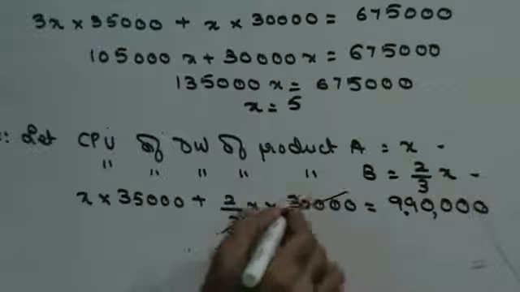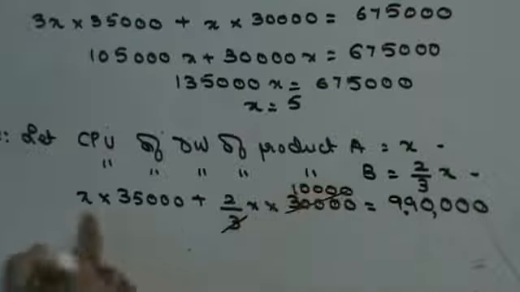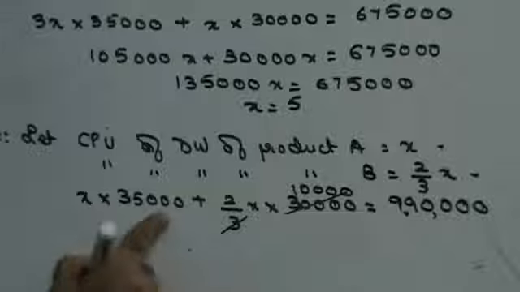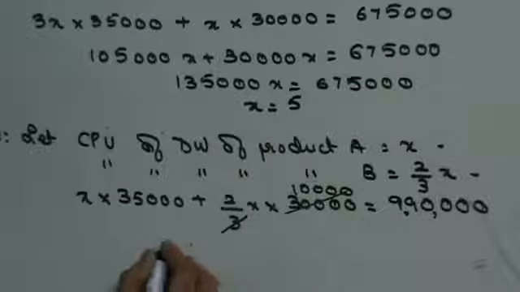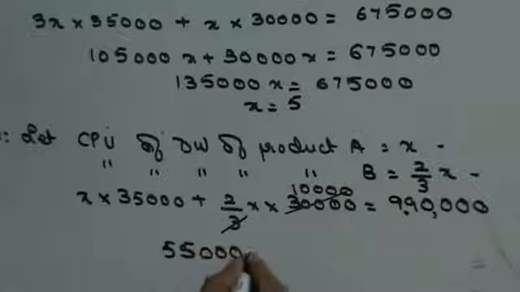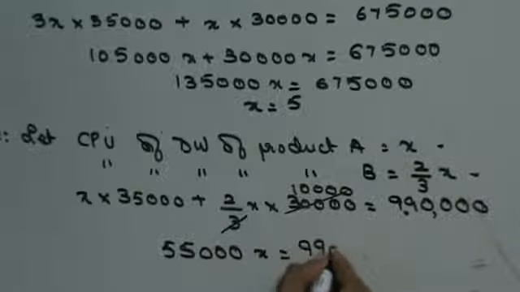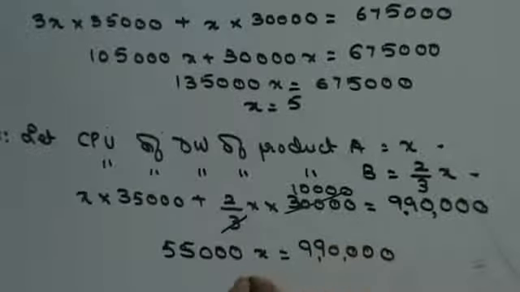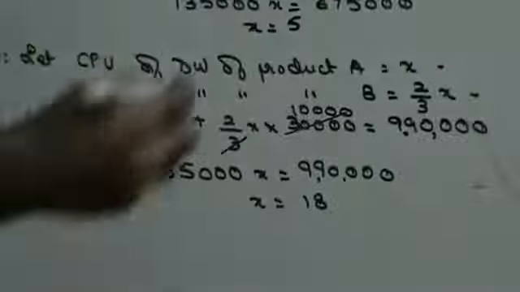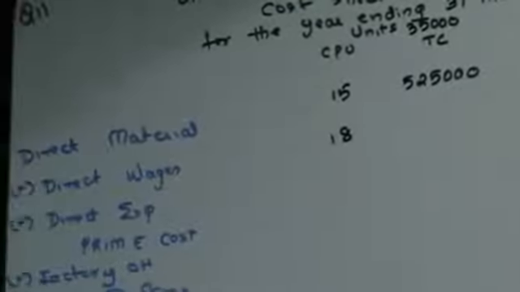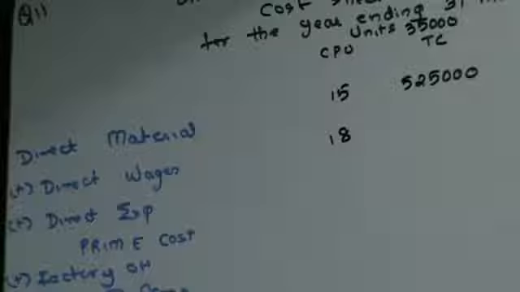3 ones are 10,000 are 35,000, plus this is 2 into 10,000, that's 20,000. So that will give you 35,000 plus 20,000, that's 55,000 X is 9,90,000. So I'll get the value of X to be 18. So direct wages for product A is going to be 18. For product B it is 2/3 of 18. So 18 into 2 divided by 3 will give you 12.